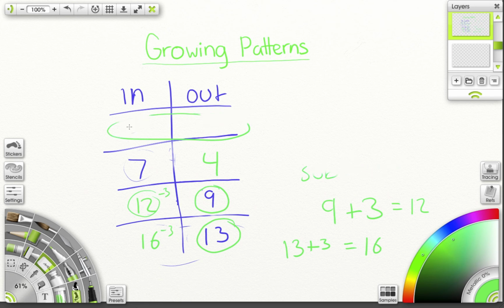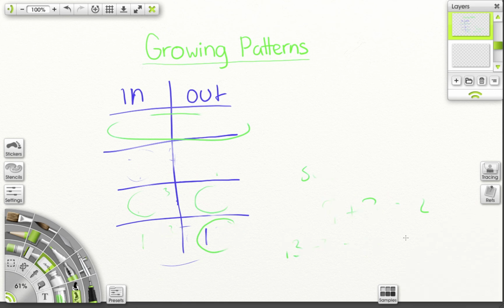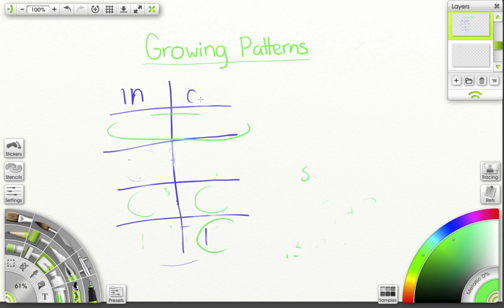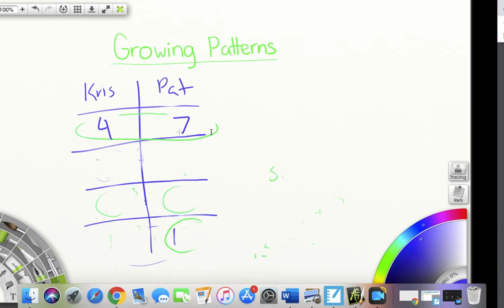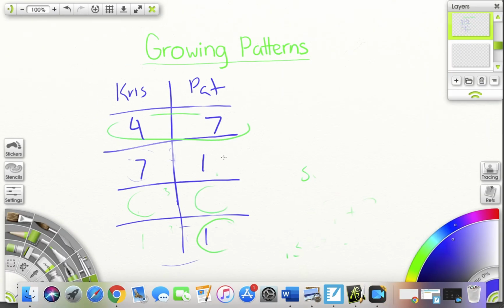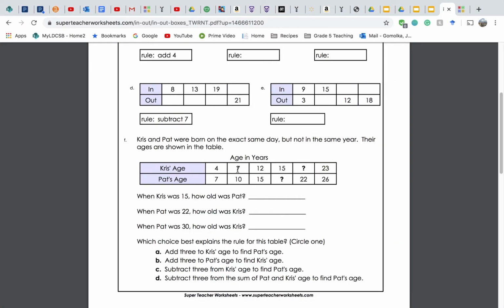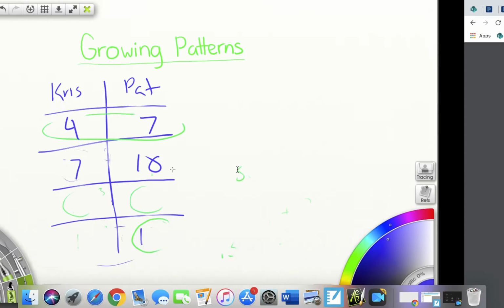So remember in an in out table, let's do this really quick. I'm going to try to erase this. Okay. So we have Chris right here. And this is Pat. So Chris was 4 and Pat was 7. And when Chris was 7, Pat was 10. And when Chris was 12, Pat was 15.